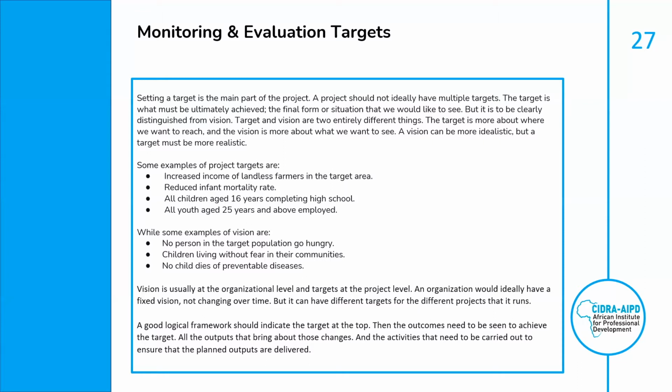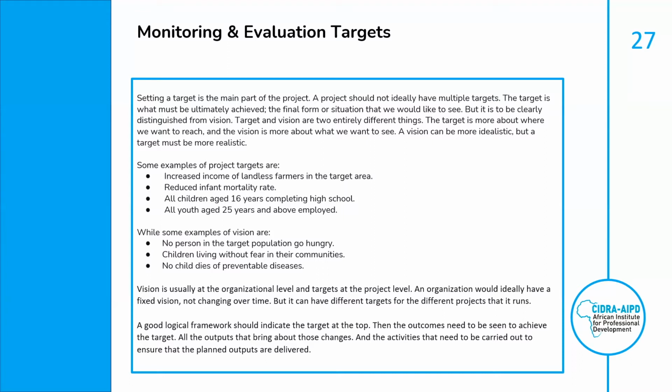Some examples of project targets are increased income of landless farmers in the target area, reduced infant mortality rate, all children aged 16 years completing high school, all youth aged 25 years and above employed. While some examples of vision are: no person in the target population goes hungry, children living without fear in their communities, no child dies of preventable diseases.